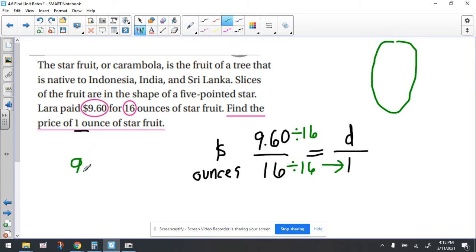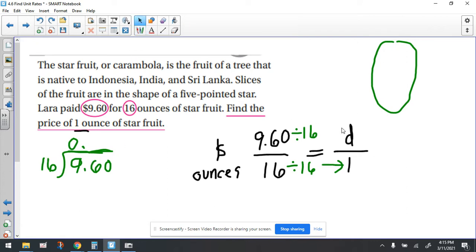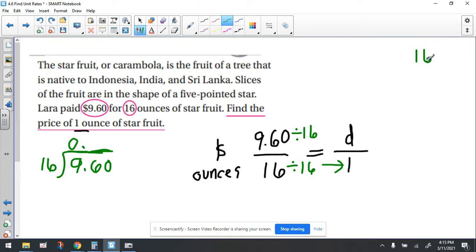So let's set up the algorithm over here. And we'll show the divisor over here. We'll put the decimal in the quotient right away so we don't forget. And you want to think about your multiples of 16. 16 will not go into 9, so we'll put a 0 there to hold our place. But you want to think about how many times 16 might go into 96. Now, whenever you have no idea and you're just completely in the weeds on what factor to use, it's always recommended that you start out with a 5. So let's try that. 16 times 5.